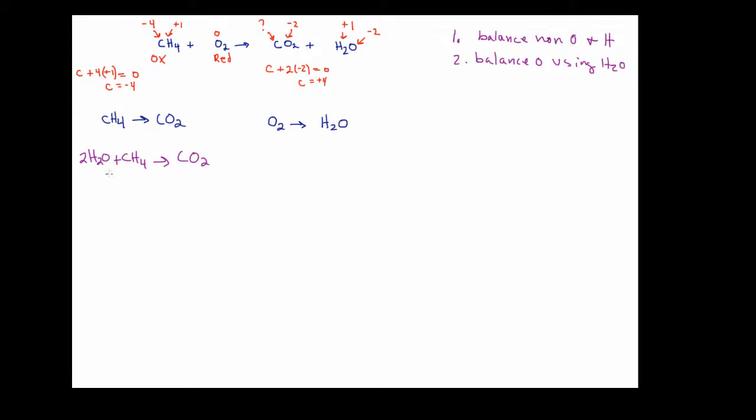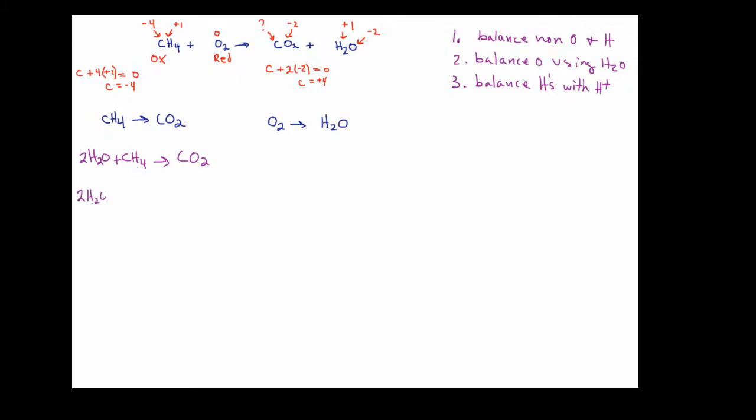Now, next we're going to balance the hydrogens. All right, so let me get that rule down here. We're going to balance H's using H+. All right, so notice on the left side now there are 4 hydrogens from the H2O and there are 4 hydrogens from the methane. That's a total of 8. So we're going to rewrite this.